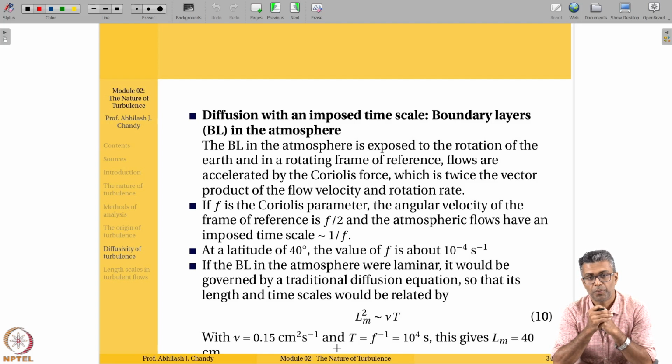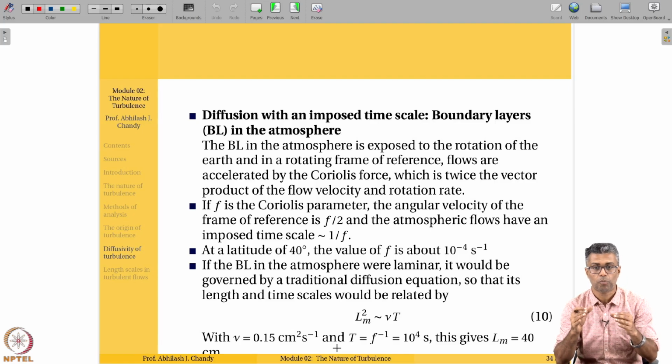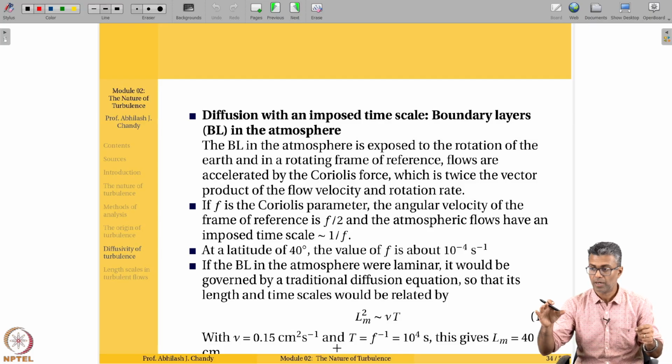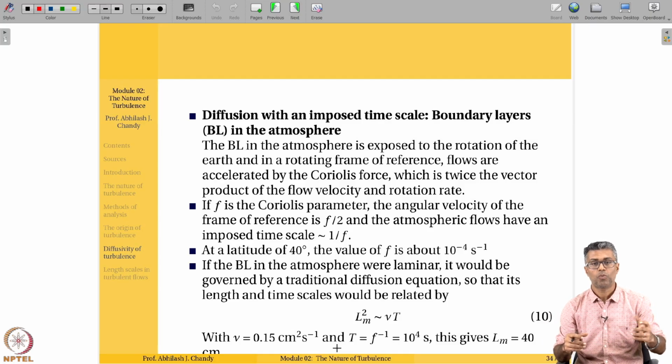If you remember, in the previous class, we looked at a different kind of problem. Again, we studied diffusivity, but in a problem with an imposed length scale. It was the airflow in a room where we had a heating element like a radiator placed in some corner possibly, and the imposed length scale was associated with the length scale of the room. So now we are going to look at a problem where the time scale is imposed, not the length scale. The time scale is imposed, meaning the time scale is known. And that problem is the atmospheric boundary layer.